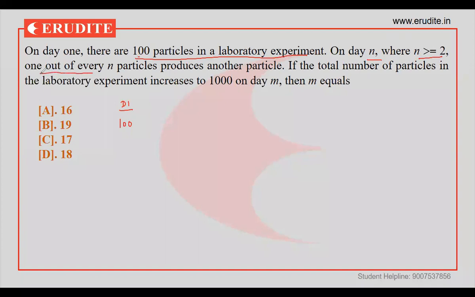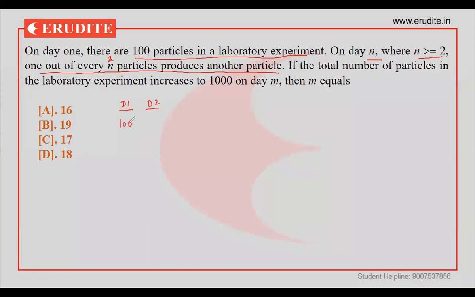1 out of every n particles produces another particle. So when n is equal to 2, that is day 2, 1 out of every 2 particles produces another particle. Try to understand. On day 2, every second particle is producing another particle.